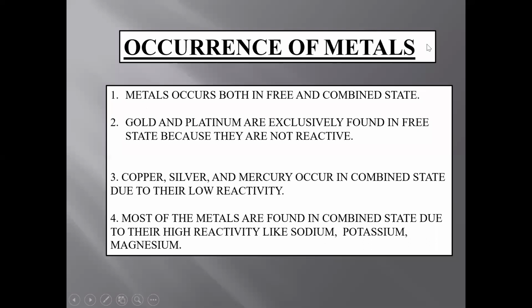due to their low reactivity. Now, though we use silver also as jewelry material, if you ever go to a shop, you will see that the cost of silver is much less than gold and platinum. Why? Because they are reactive to some extent, and they form compounds with other substances also. So they generally occur in combined state. Next, most of the metals are found in combined state. Why? Because they have high reactivity with other substances around.